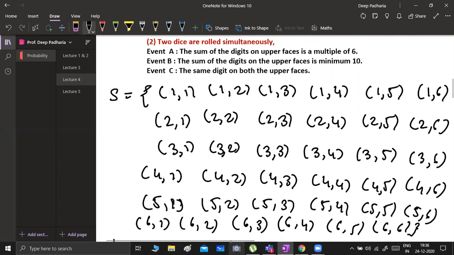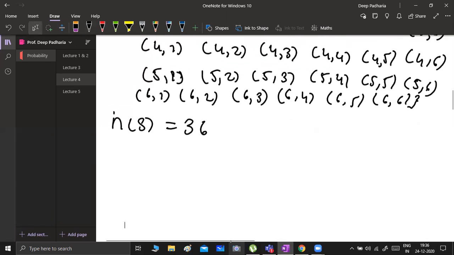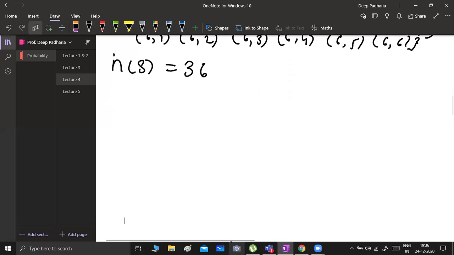What is event A here? Event A is the sum of the digits on the upper face is a multiple of 6. That means the sum of the digits on the upper face should be a multiple of 6. So now again it's very easy. The sum should be a multiple of 6. So for event A, 1 and 5 sum to 6.